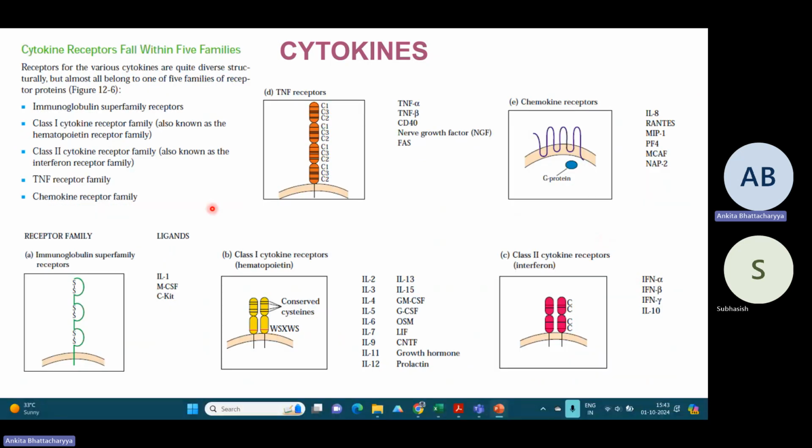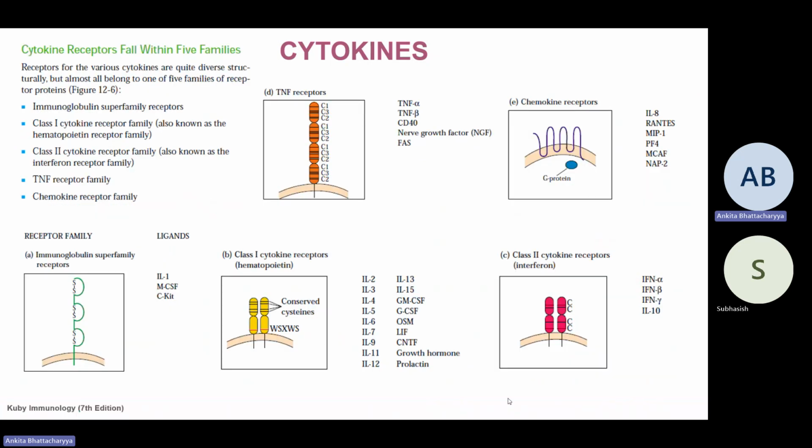Now coming to the molecular participants in the action of cytokines. Like we have repeatedly said, the cytokine binds to its receptor and then executes its downstream activity. So cytokine receptors here, you'll find that they have been mentioned to be majorly within these five families. In case there's any confusion, this is the more recent classification that I found in Kubi.